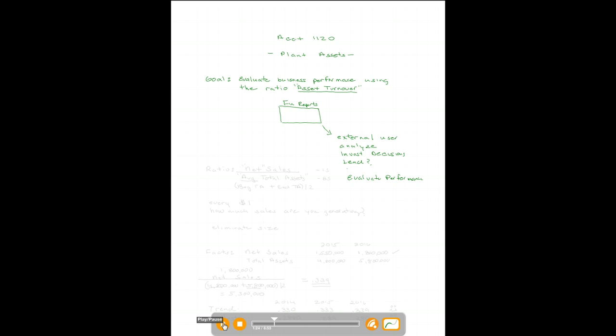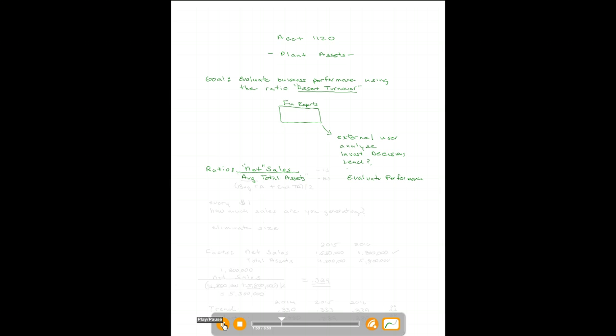Since we've been studying plant assets, the ratio asset turnover is calculated by taking net sales, so sales minus returns and allowances and discounts. Anytime you see the word net, something's been subtracted, and with sales, that's what it would be. And we're going to divide that by average total assets.